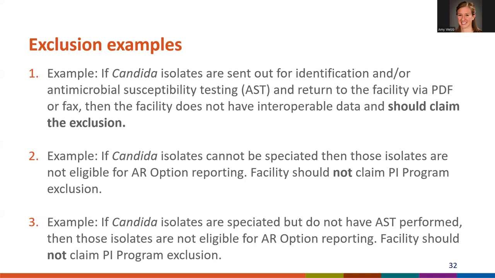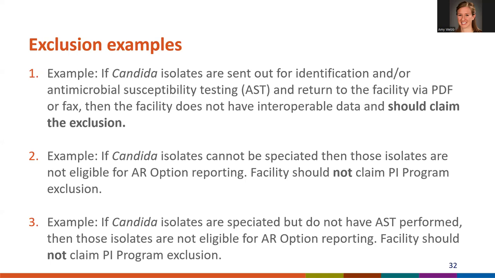But in number 2, if the Candida isolates cannot be speciated, then those isolates are not eligible for the AR reporting. So the data just don't exist. So the facility should not claim the PI program exclusion in that case, because you can't speciate the Candida isolates, and part of the NHSN requirements are that only specific Candida species be submitted. So in example number 2, you would not claim the PI program exclusion, and you would just submit the data for all the other organisms that you have available.